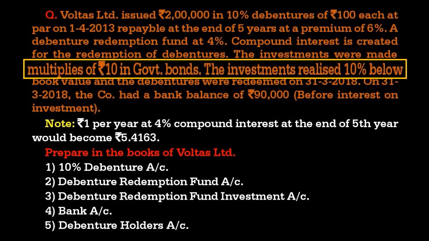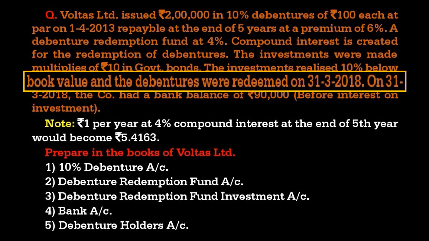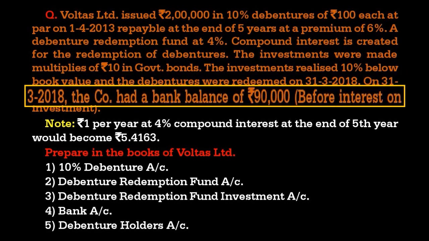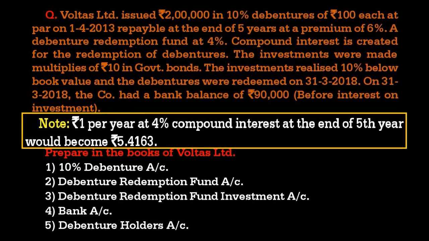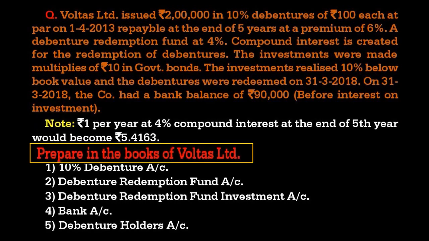The investments realized 10% below book value and the debentures were redeemed on 31st/3/2018. On 31st/3/2018, the company had a bank balance of rupees 90,000, that is before interest on investment. Note, rupees 1 per year at 4% compound interest at the end of 5th year would become rupees 5.4163. Prepare in the books of Voltas Limited.